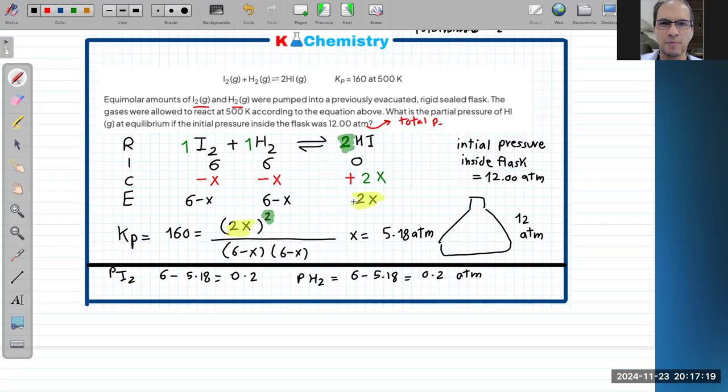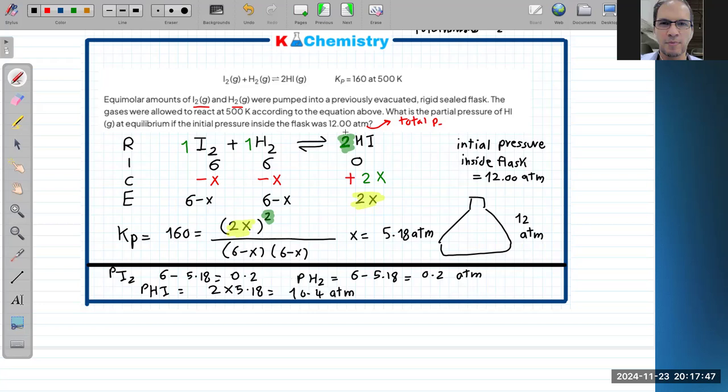And the last one is 2x. So the pressure of HI is equal to 2 multiplied by 5.18. So that's equal to what? That's equal to 10.4 atm.